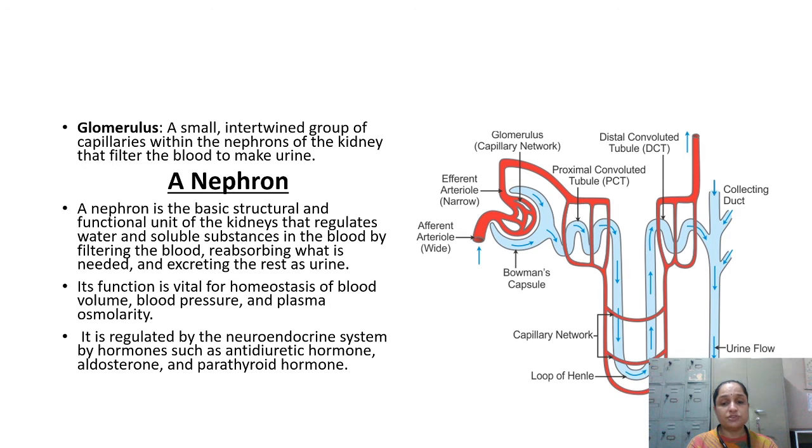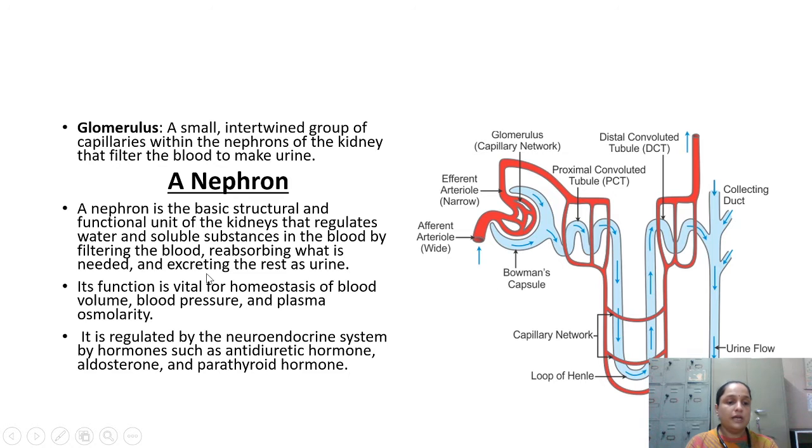Nephron is a basic structure and functional unit of the kidney that regulates water and soluble substances balance in the body by filtering the blood. ये क्या करता है? बॉडी के अंदर सॉल्ट को वाटर को बैलेंस करता है. क्योंकि क्या करेगा? Basically this part is only going to reabsorb the substances, basically reabsorbing what is needed, जो जरूरत का है और जो एक्सक्रीट करना है, ये सब काम कौन करता है?